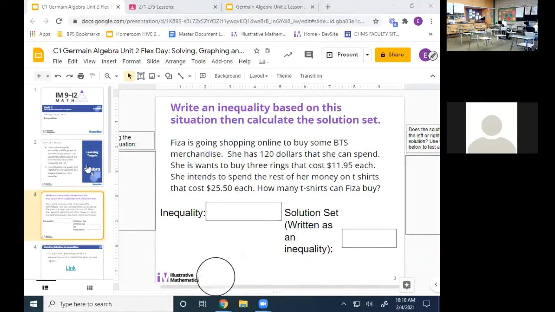we need to write an inequality based on this story. I'm going to give you 1 minute to look at this story about Fizza, and I want you to write an inequality. I'm going to read it first. Fizza is going shopping online to buy some BTS merchandise, because she loves BTS. She has $120 that she can spend. She wants to buy 3 rings that cost $11.99 each. She intends to spend the rest of her money on t-shirts that cost $25.50 each. How many t-shirts can Fizza buy? Take 30 seconds right now to write an inequality.